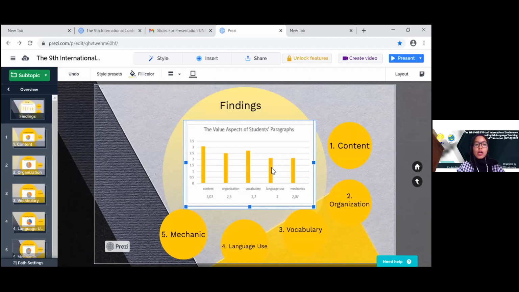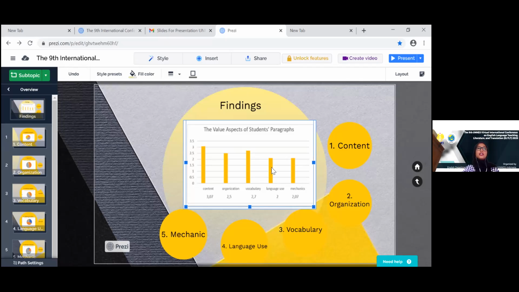So according to Cohen and Coffin, there are four scores. Score one indicates that the student's writing is poor, and then score two indicates that the student's writing is fairly poor, and then score 3 indicates that students' work is average, and then score 4 indicates that students' work is good to excellent.